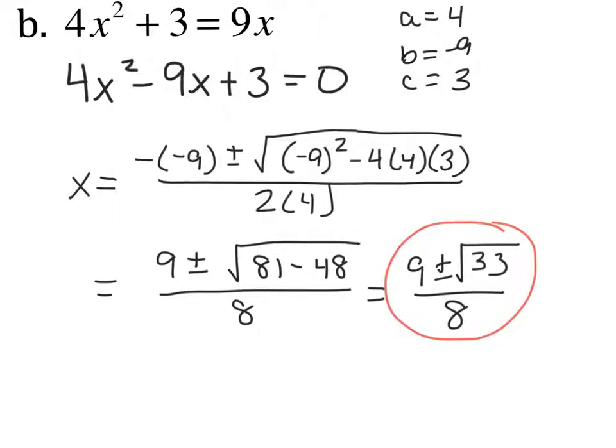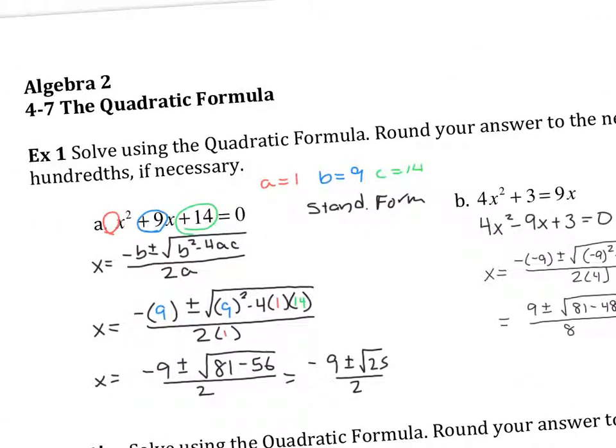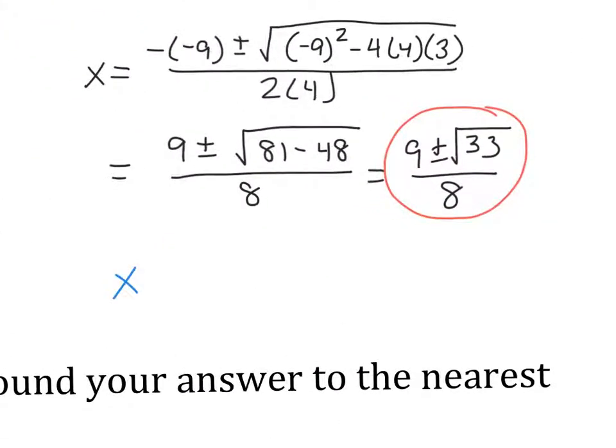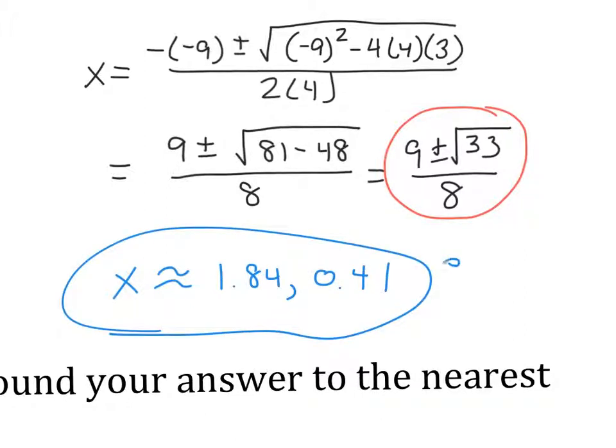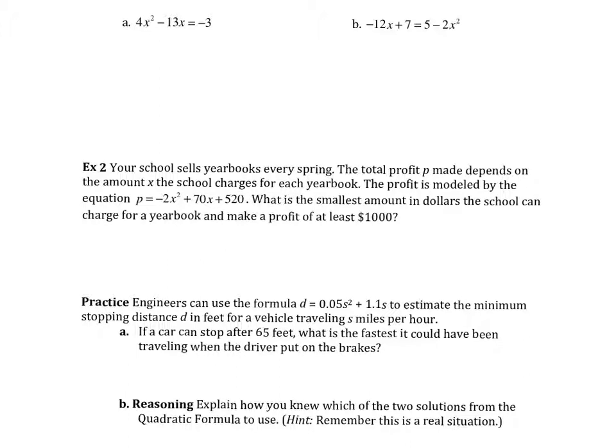There are 2 solutions. However, it does ask us to round our answers to the nearest hundredths if necessary. So when we plug those into a calculator, we're going to end up with 2 solutions. And we get 1.84 and 0.41. So those are my 2 solutions, and these things are estimates, and these are my exact solutions. All right, now with that in mind, we will have you practice some more, and then next time we're together, we will see an application and then look at what's called the discriminant.